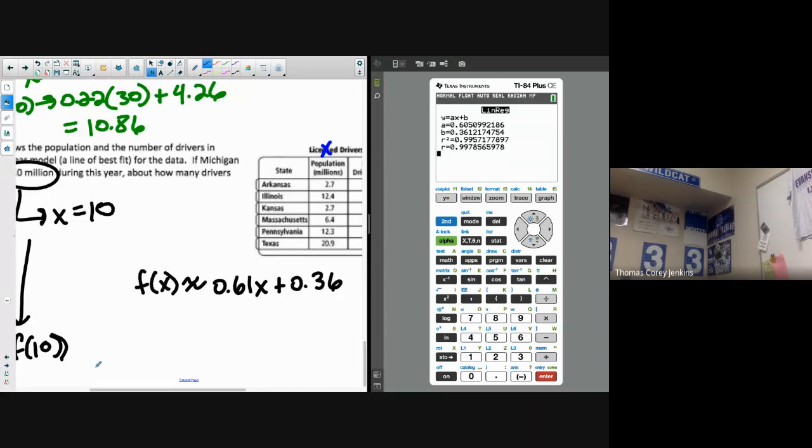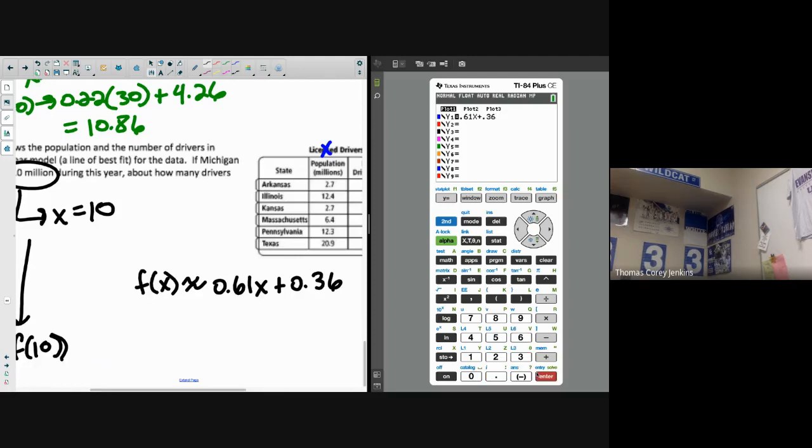All right, so I'll show you an alternate way. The easy way, I think, at this point is just to plug 10 in. 0.61 times 10 plus 0.36. That'd be easy enough, okay? But this will kind of lead into tomorrow. Here's another way to find that, all right? So another way you can do that is to go to y equals and type in your function rule, okay? So 0.61 times x plus 0.36.